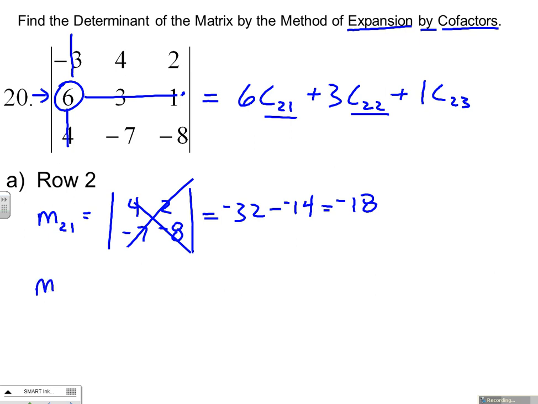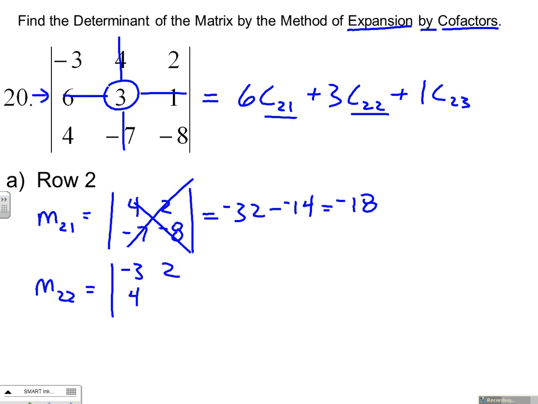So minor 2-2, to get it, I go to my 2-2 location. A lot of times I'll just do this in pencil real lightly if I'm working with it. And I eliminate that. That leaves me to find the determinant -3, 2, 4, -8. Okay. And that is our downward diagonal, -3 times -8, 24, minus our upward diagonal, 4 times 2, 8, and I get 24 minus 8, 16. That is minor 2-2.